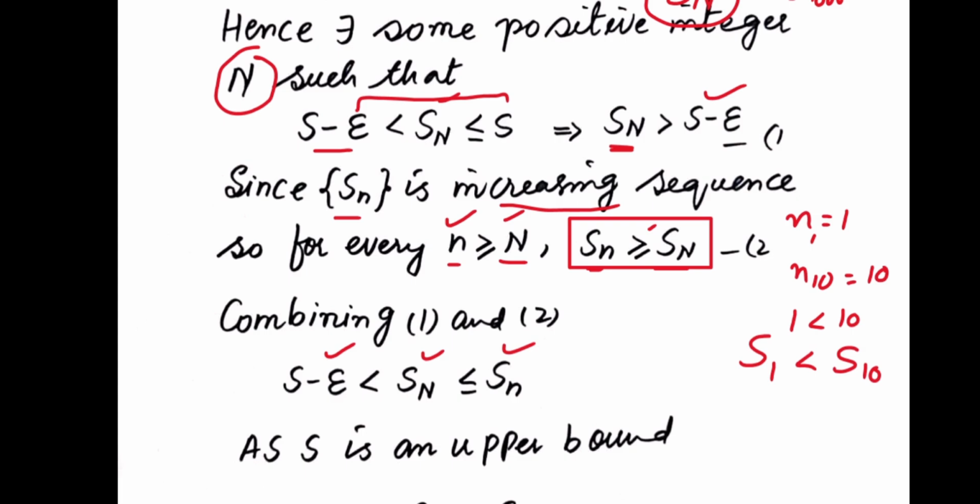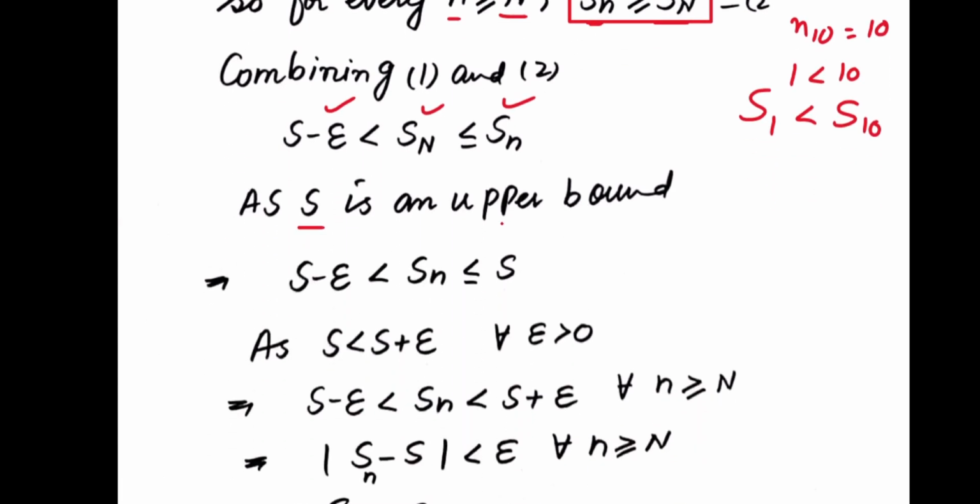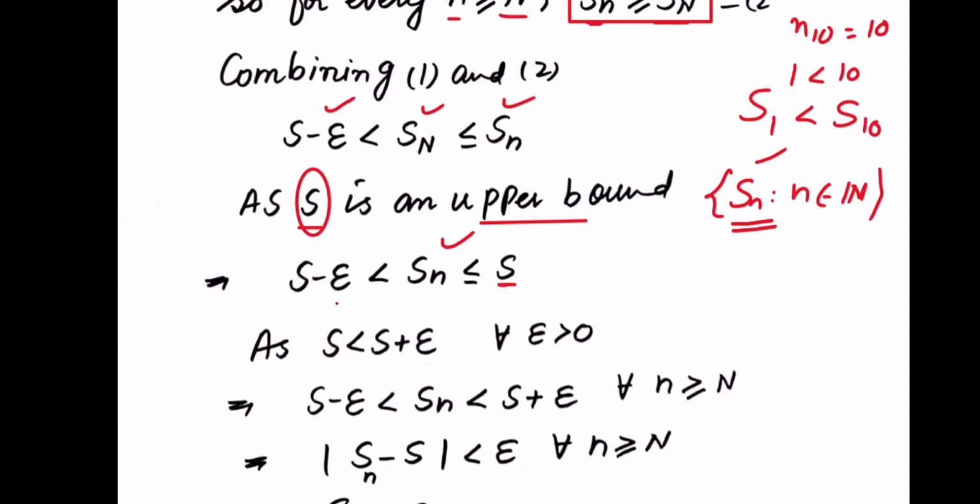Now, further, as S is an upper bound of our set Sn, by the definition of upper bound, every term of this set will be less than or equal to this number. You know, an upper bound is a real number which is bigger than or equal to every element of that set. So if S is an upper bound, then S will be greater than or equal to every number of this set Sn. So this becomes S minus epsilon less than Sn, and Sn less than or equal to S. Here I have omitted the number capital N.